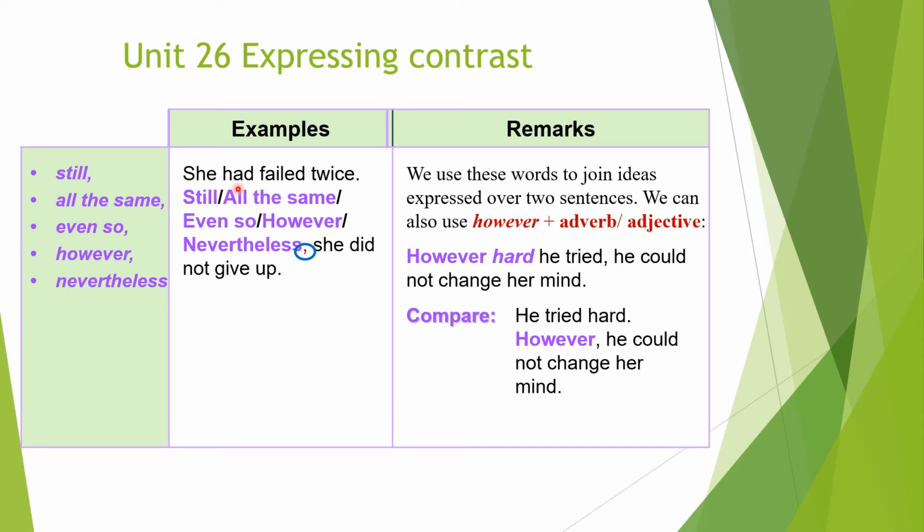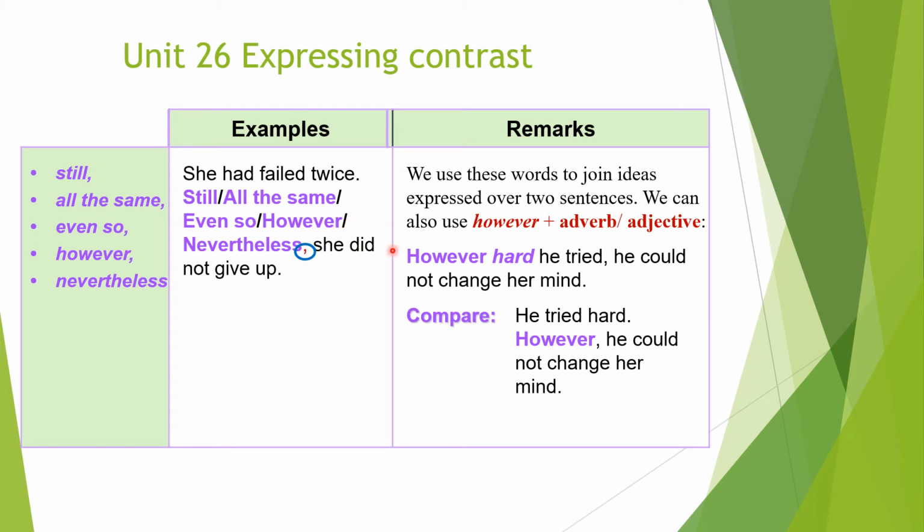For example, she had failed twice. Still, comma, she did not give up. That means but, however, similar meaning. Another example, she had failed twice, all the same, comma, she did not give up. It has similar meaning. All of those have similar meaning, so I'm not going to read through one by one.